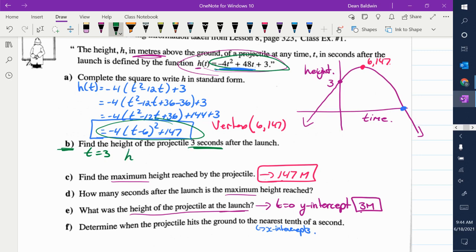All right. So the height is going to be -4 times (3 minus 6) all squared plus 147. What's 3 minus 6? -3. What's -3 squared? 9. What's 9 times -4? What's 9 times 4? Okay, so it's -36 plus 147, which is 111.